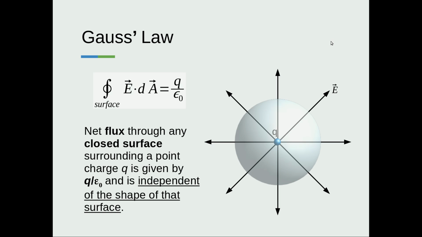Okay. So the Gauss law definition is like this. So this is the flux through any closed surface surrounding a point charge Q is just Q divided by epsilon 0. And this is independent of the shape of that surface. So this is Gauss law.